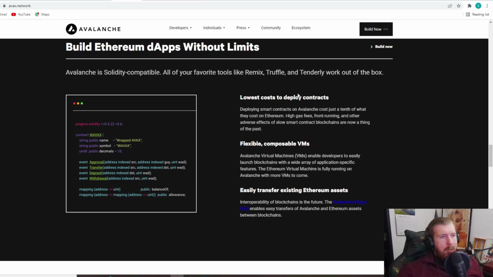So on Avalanche's site down here, they're talking about how Avalanche is Solidity compatible, so you don't need any extra tools. You can use Remix, Truffle, Tenderly right out of the box with Avalanche. All you've got to do is designate that it is a WAVAX contract, which would be a wrapped AVAX contract. This is some sample smart contract code there.